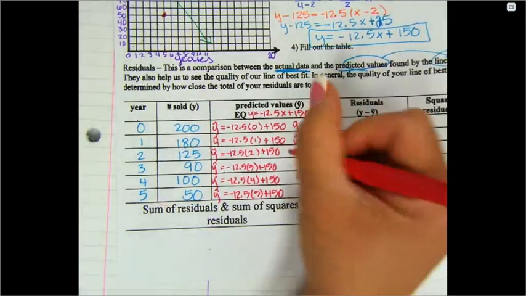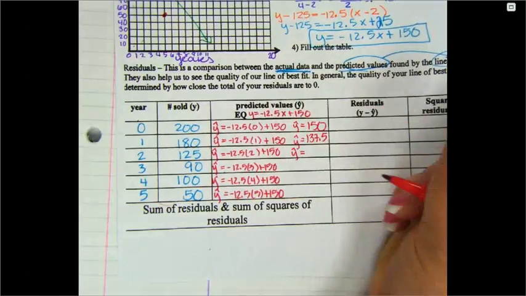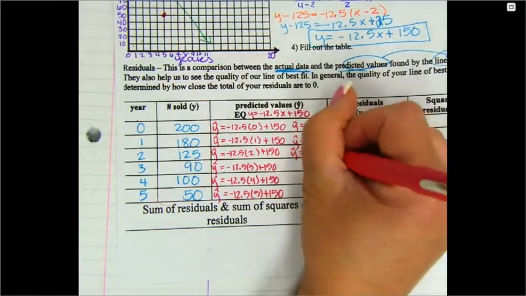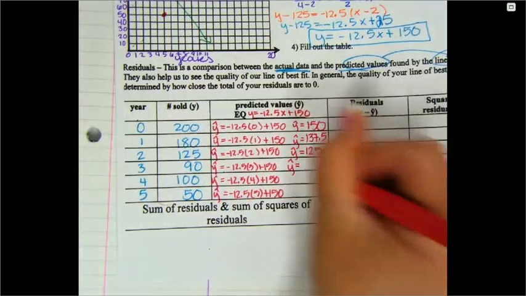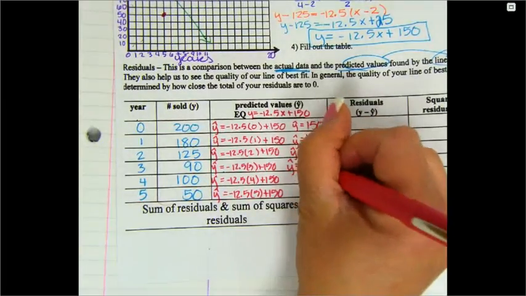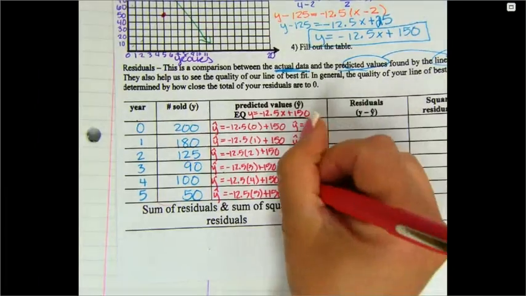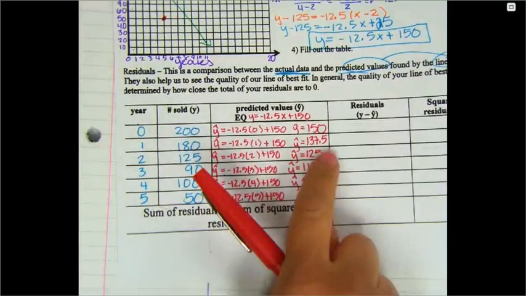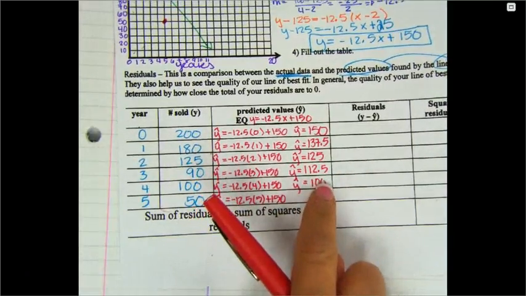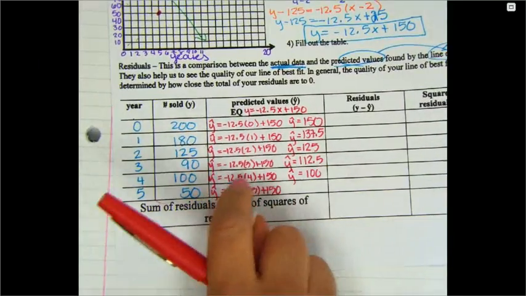All right, next one, y hat. What'd you get? 125. Good. Next one, y hat. 112.5. Good. Next one, y hat. 100. Why do you think I got 125 here and 100 here, which are exactly the same?